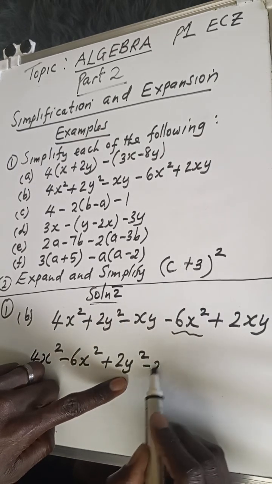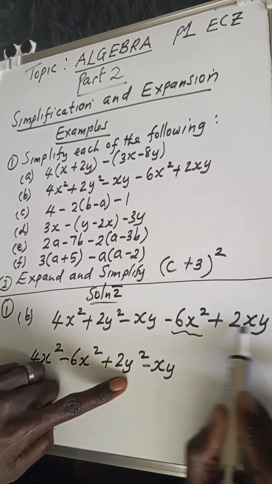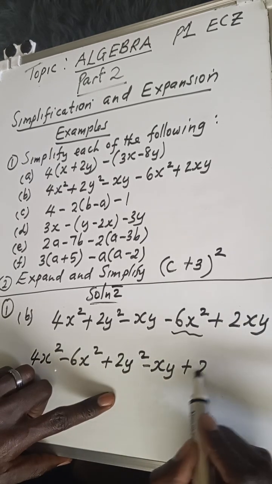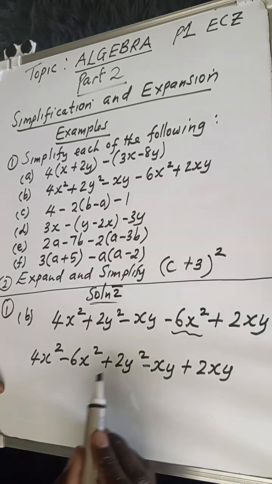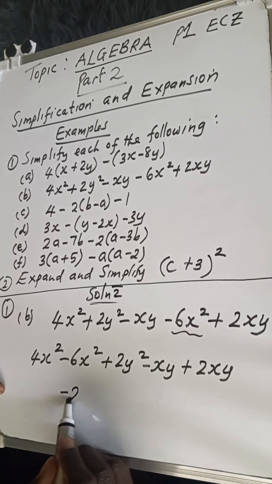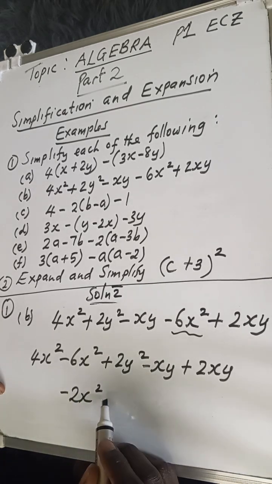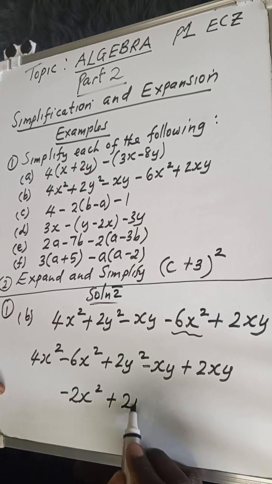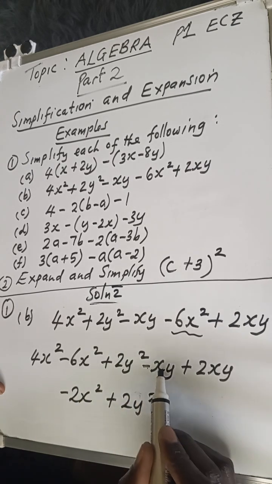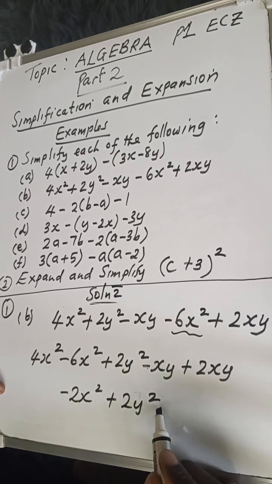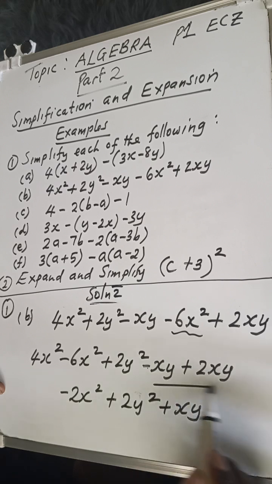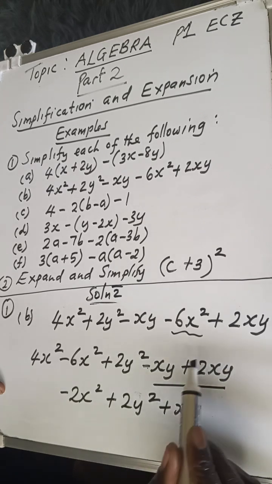What about minus xy? Yes, it has 2xy. Remember here, it's like there's a 1, so it will be plus 2xy. So we can reduce that. 4x squared minus 6x squared will give me negative 2x squared. Plus 2y squared has no like term, so I'll just write it like that. Negative xy plus 2xy will give us a positive xy. Remember, different signs, you subtract and get the sign from the bigger number.